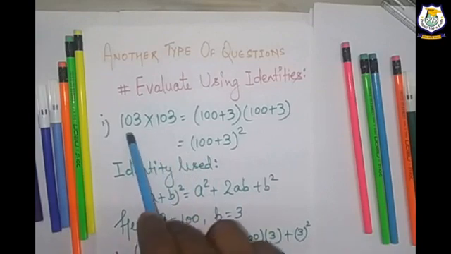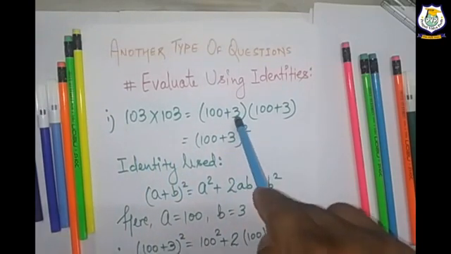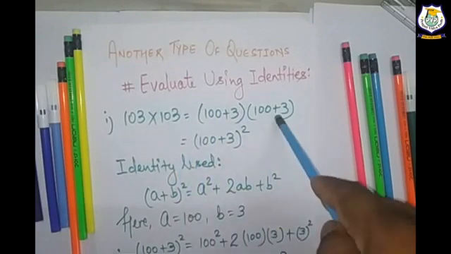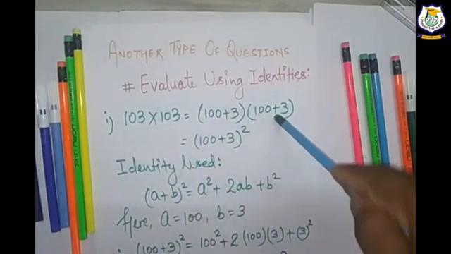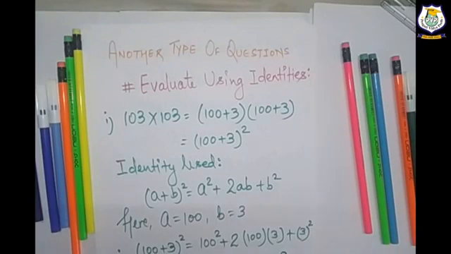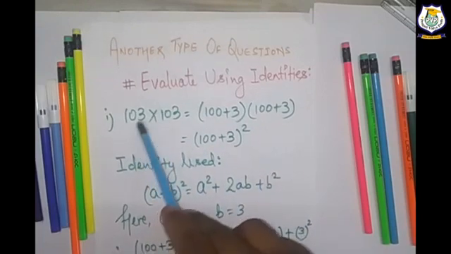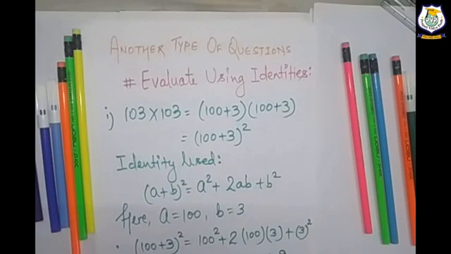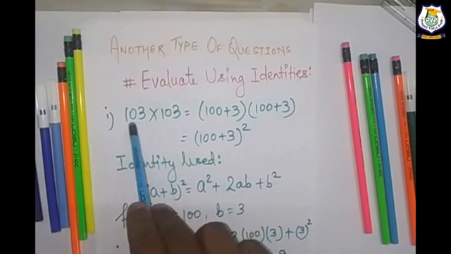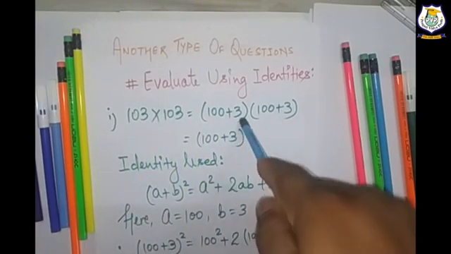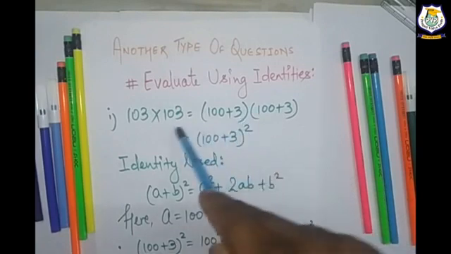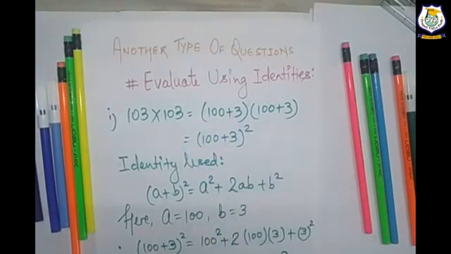So now 103 can be written as 100 plus 3. Some of the students say that it can also be written as 105 minus 2. Yes, they are correct. But the best possible way is to convert these numbers into their nearest 100 place or nearest 10 place, whatever they have. That's why 103 can be written as 100 plus 3. Because of this, the calculation process gets easier. That's why we are doing this.